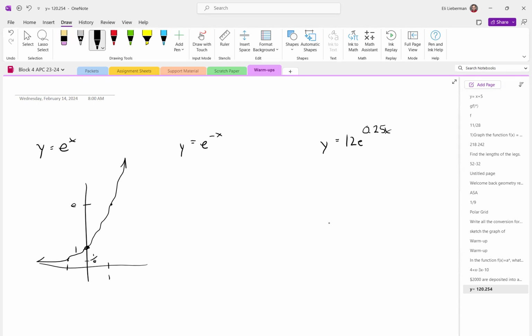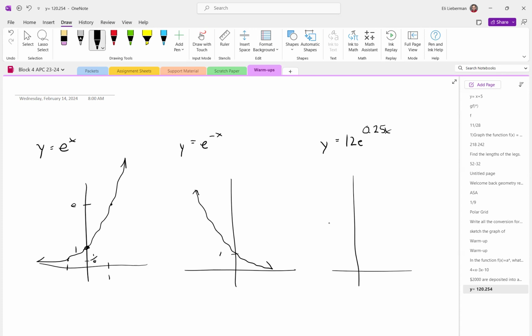For y equals e to the negative x, show me what we're going to do to this graph. Right over that y-axis, right? When the x's are being negated like that, it's just reflecting. Okay, for this one, I'm going to put this one right here. Can you show me what the 12 is going to do to our first function? It is a vertical stretch. So specifically, that 0, 1 is going to become 0, 12. Are we good with that? And that 0.25 with the x, can you show me what effect that's going to have?